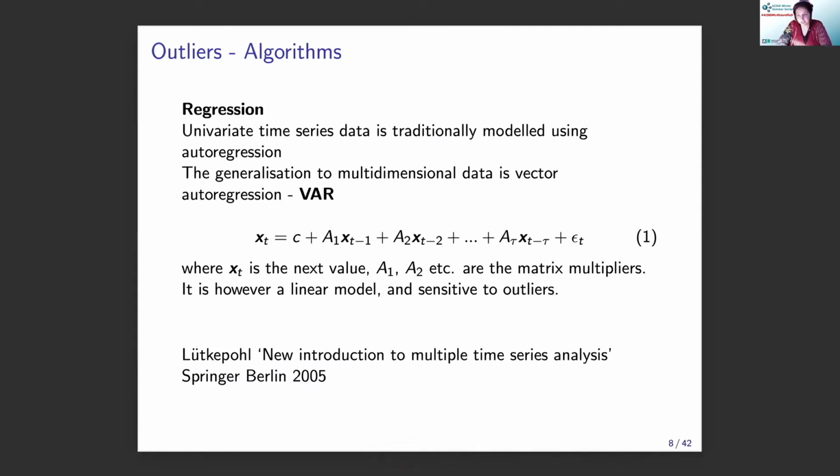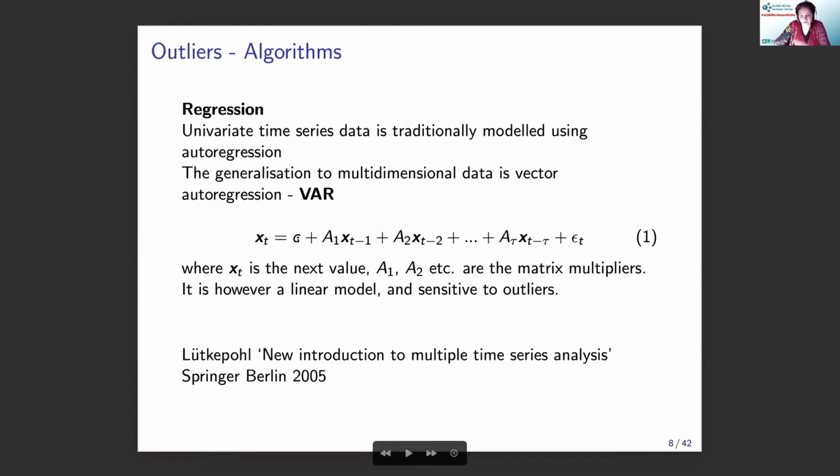Now, traditionally in time series data, we use a univariate time series. We traditionally model it using autoregression. So we use a previous set of values to predict the next value. And this is a linear regression. The generalization to multidimensional data is the same, but it's a vector autoregression. And we have the equation here.